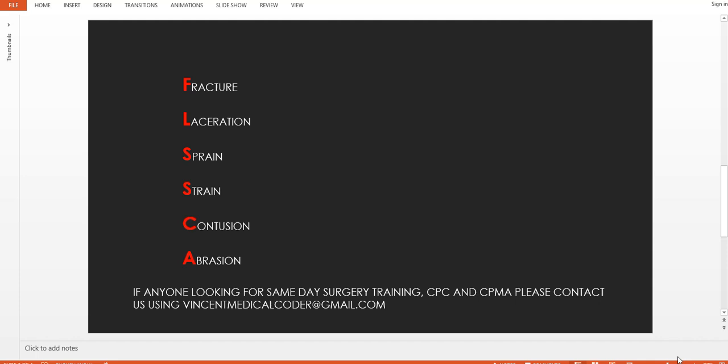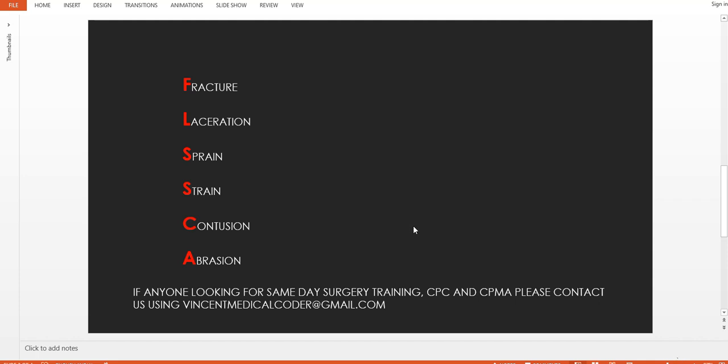The last one in the hierarchy is abrasion. Abrasion is a superficial injury, and there is a break in the continuity of the skin while the patient is having the abrasion.